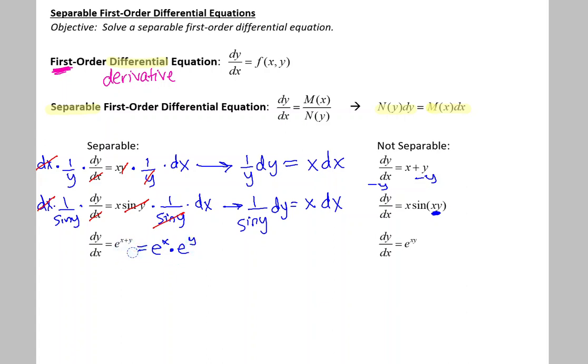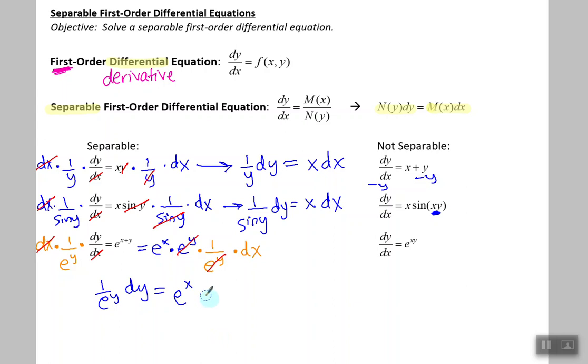So now I can separate by dividing or multiplying by the reciprocal, the 1 over e to the y, and similarly multiply by dx to get it to the x side. So I've got the dx gone from the y side and the e to the y gone from the x side. So this turns into 1 over e to the y times dy equals e to the x times dx.